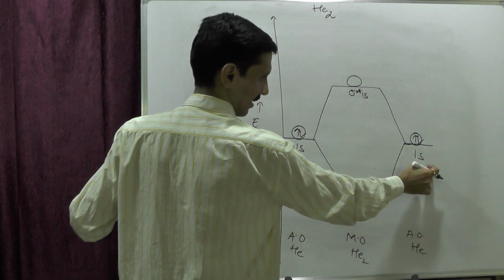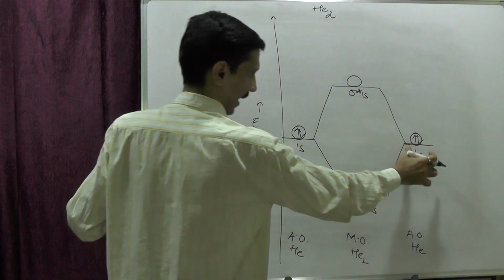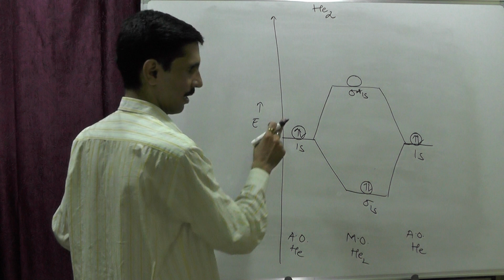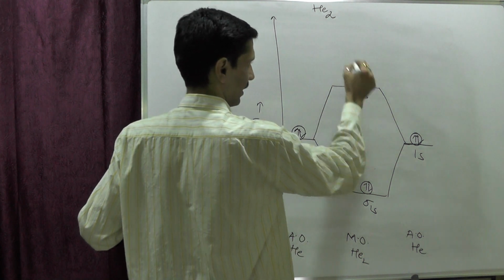So left plus right is equal to center. Remember this formula. Left has 2, right has 2, so left plus right is 4. So the center should also have 4. So 2 electrons are going to be in bonding, and the other 2 electrons will be in anti-bonding.